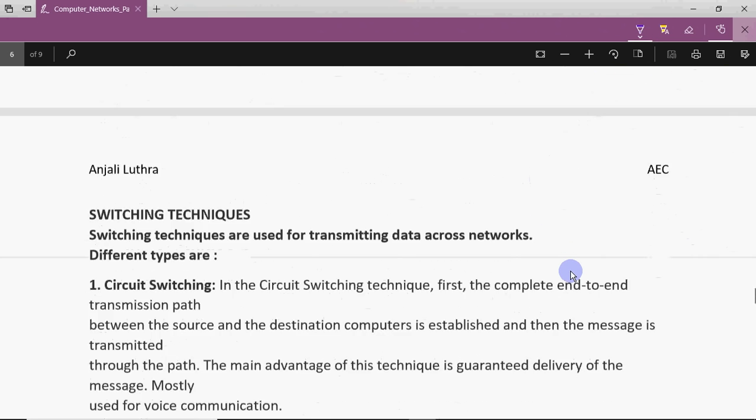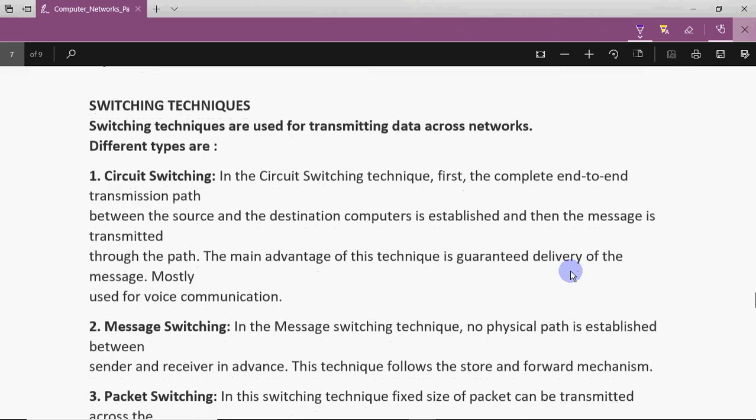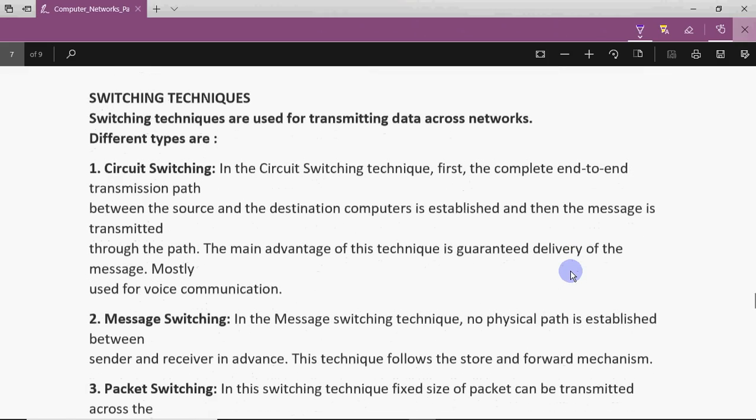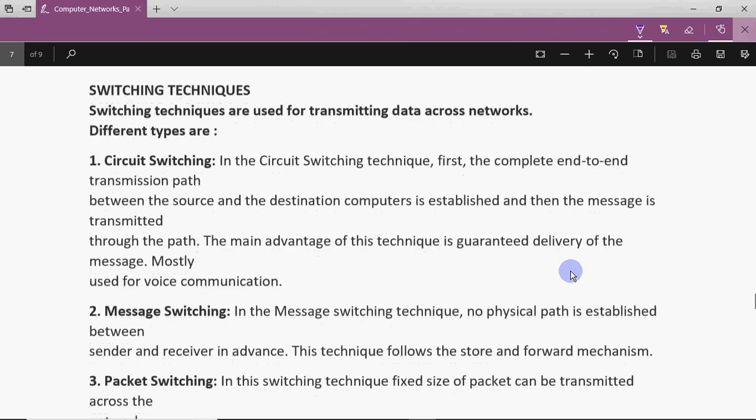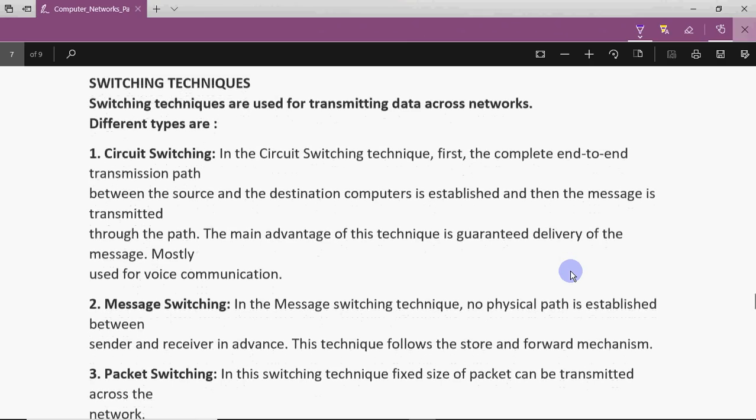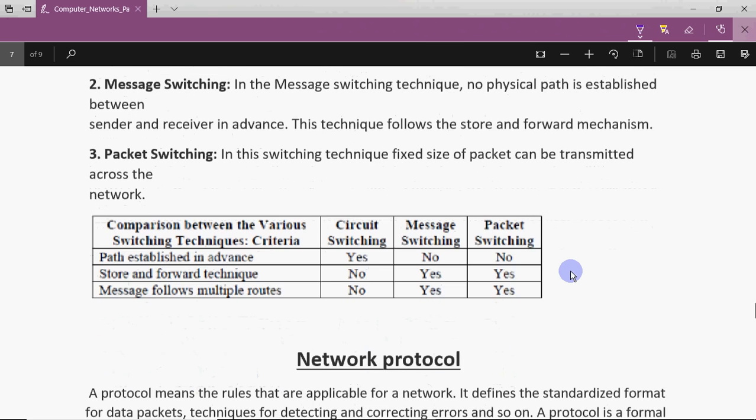Then comes switching techniques. This is something which is required in networks but not too frequently asked in the exams, but you should know it as a term used in computer networks. Switching means how it decides how to reach from a source to the destination. So we have three types of switching techniques: circuit switching, message switching, and packet switching.